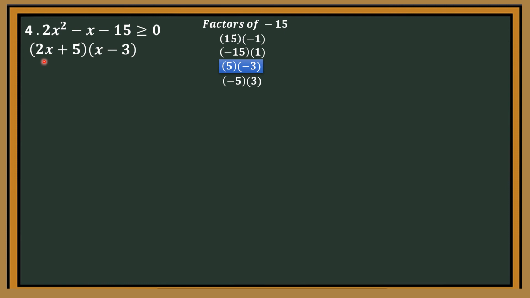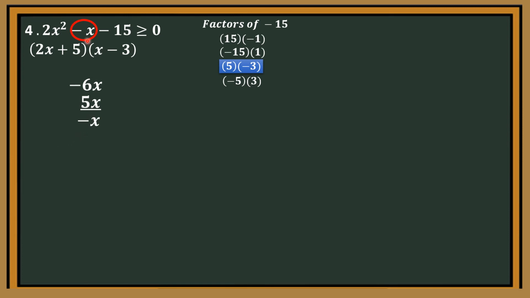Una, multiply natin ang 2x at saka ang x. So, the product is 2x squared. That is correct. Then, check natin. Kailangan makakuha tayo ng negative x. So, 2x times negative 3, the answer is negative 6x. Next, 5 times x, the answer is 5x. So, pwede tayong mag-combine kasi similar terms. So, negative 6x plus 5x, the answer is negative x.